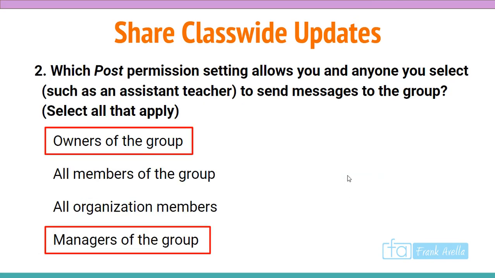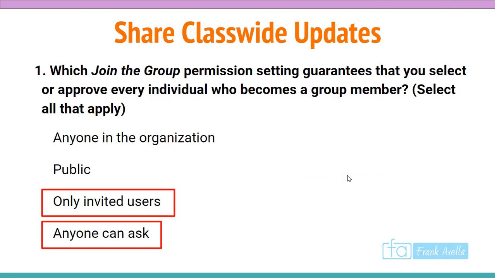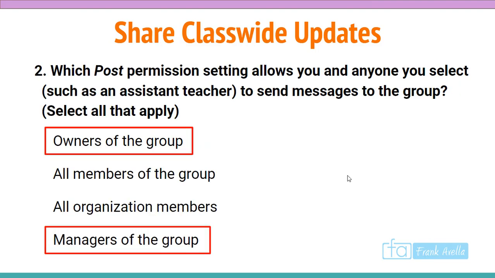All right, here we go. I'm giving these answers away too fast. I'm going to go back. I've got to animate them. So, which join group permission setting guarantees that you select or approve every individual who becomes a group member? Only invited users, and anyone can ask, right? So, if you invite them, okay, because you invited them, they're good. And anyone can ask, okay? So, that means they still have to ask you to be granted permission, okay?